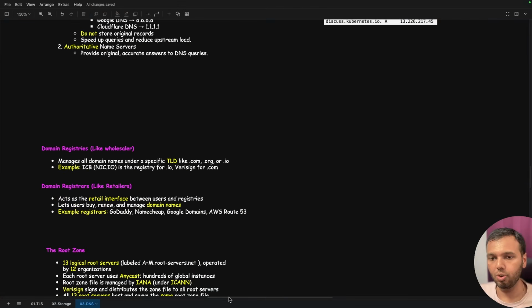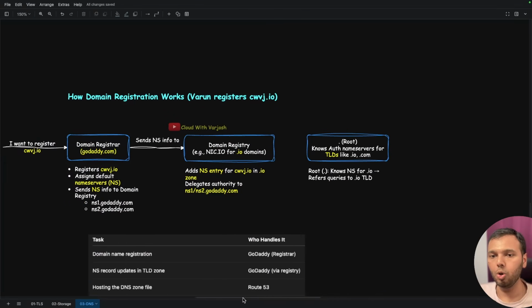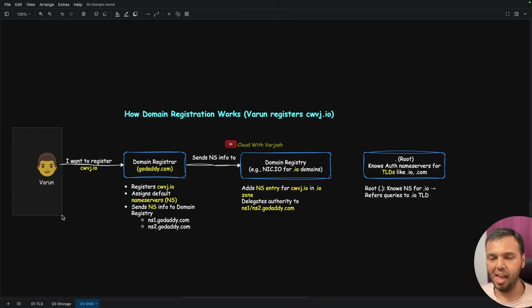So let's move to the next section where we discuss how domain registration works. So here I have Varun, and this is a domain registrar such as godaddy.com. Then there is a domain registry. This domain registry is for .io, because Varun will be registering cloudwithvarjosh.io. Hence I have shown that domain registry here.